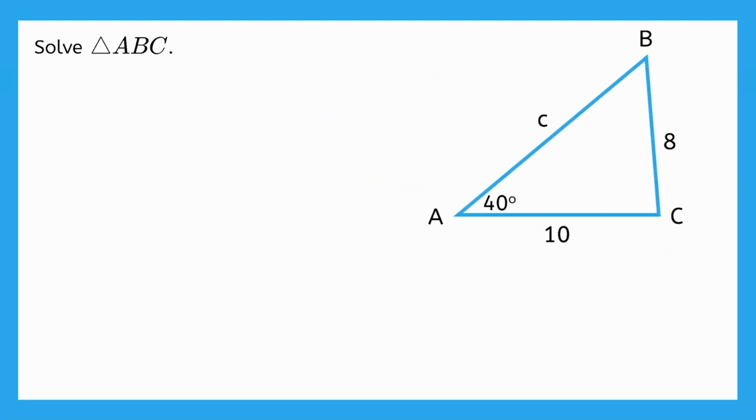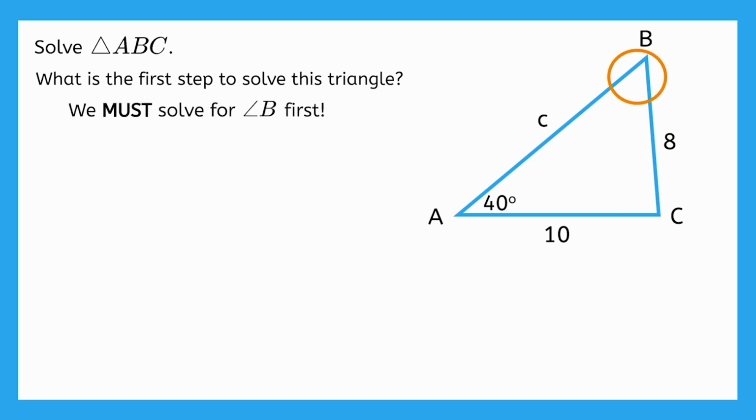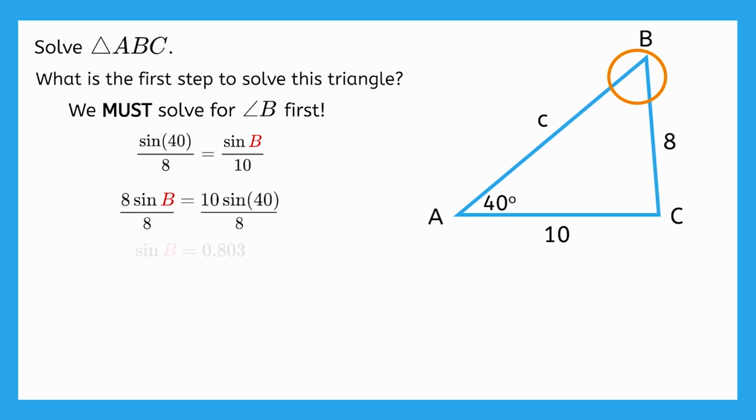Consider this example. Solve triangle ABC. What is our first step to solve this triangle? With the given information, we must solve for angle B first. We'll set up our equation as sine of 40 over 8 equals sine B over 10. Again, we cross multiply, so 8 times sine of B equals 10 times sine of 40. We'll divide both sides by 8, and now we get sine of B equals 0.803.